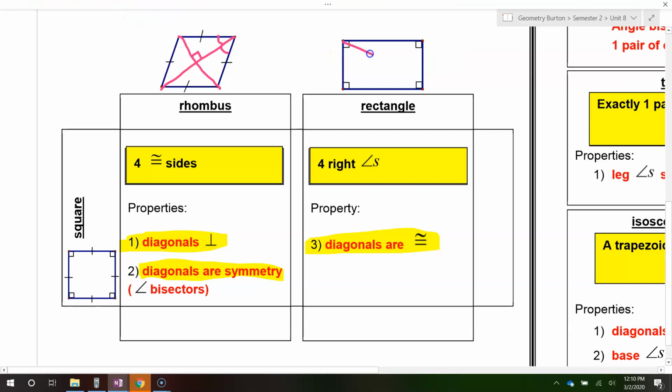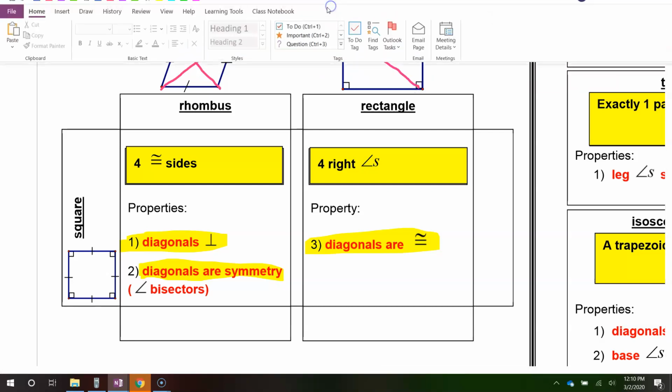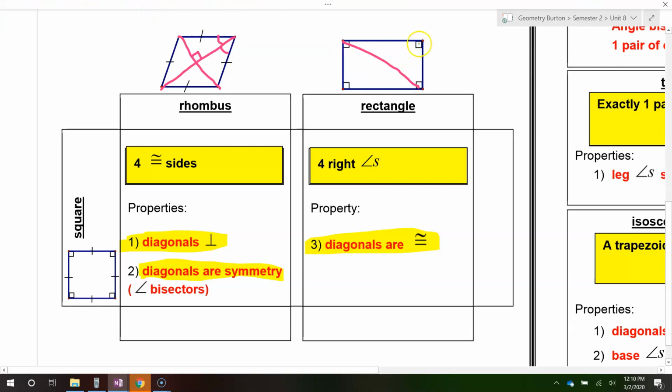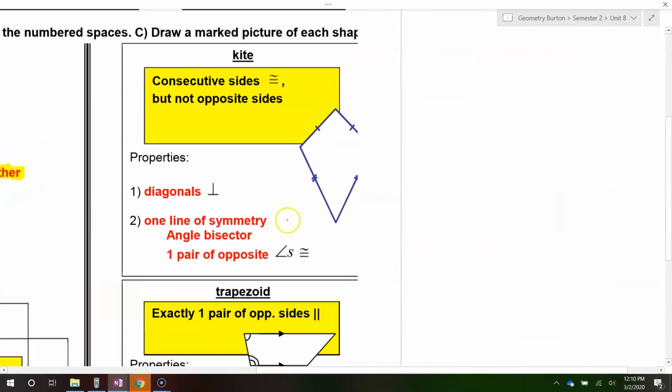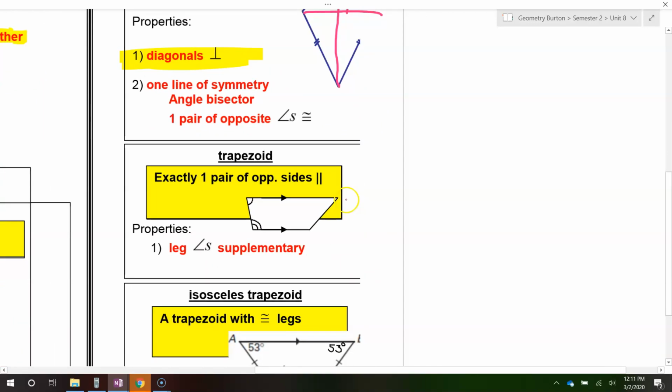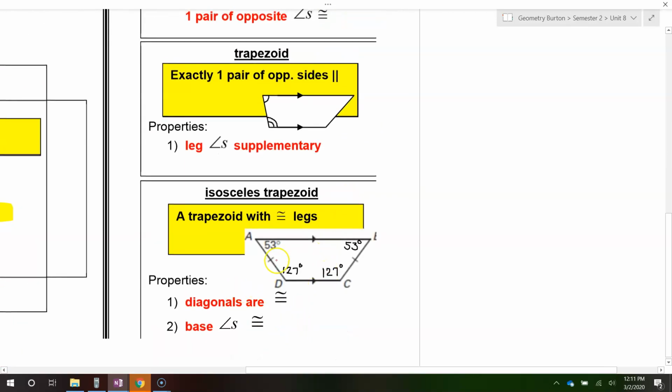All right, so that means this and this. Those two diagonals are congruent. For a kite, again, the diagonals are perpendicular, so you need to memorize this. So for a kite, we've got this is a diagonal, and this is a diagonal, and these will be perpendicular. If you have an isosceles trapezoid, the diagonals are congruent.